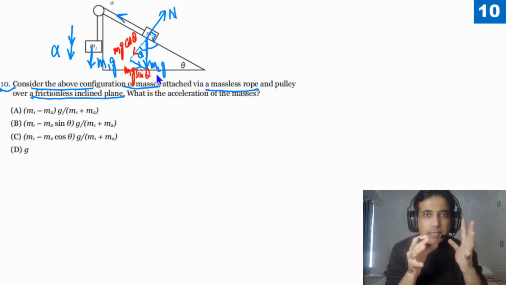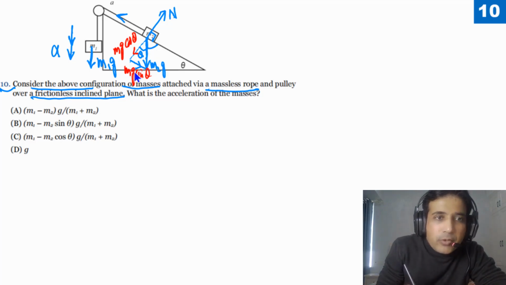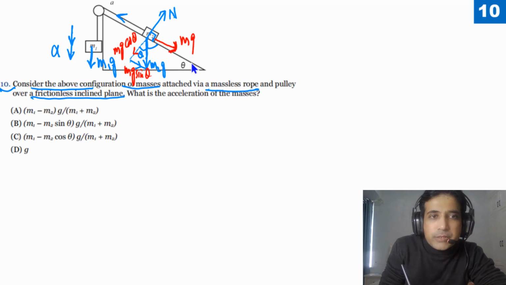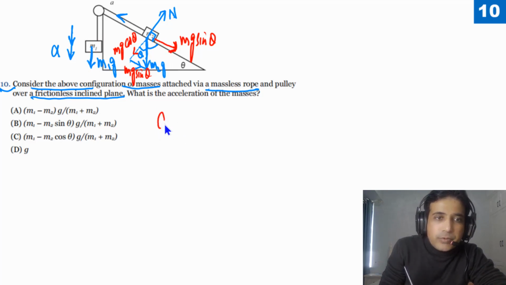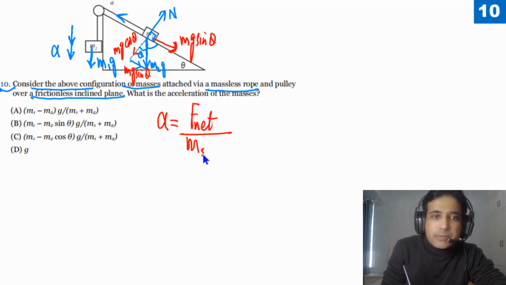Now this component of weight we can also simply draw here. This is acting along the plane, so we can simply redraw it here. So this is mg sin theta. Now we need to consider the forces acting on the system. We need to calculate the acceleration. We can say a will be equal to F net divided by the mass of the system. In this case, we have two masses, so the mass of the system is M1 plus M2 because the rope has no mass.